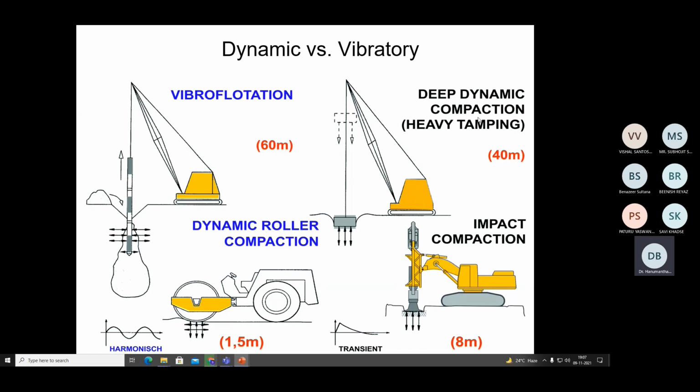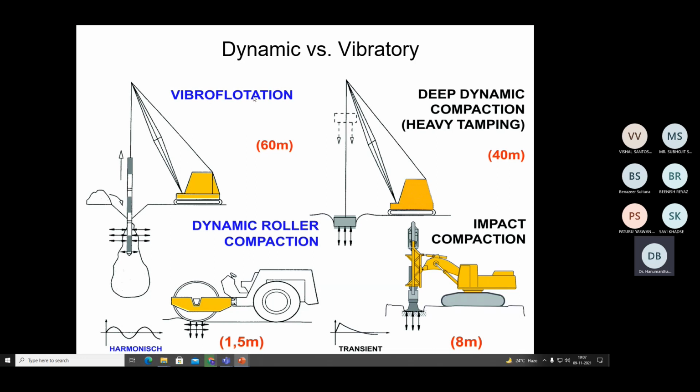So in case of the deep dynamic compaction, a heavy weight is lifted to a certain height and from there it is allowed to free fall, and then you can see the kind of impact that creates on the ground. There is another technique that is called vibro flotation.